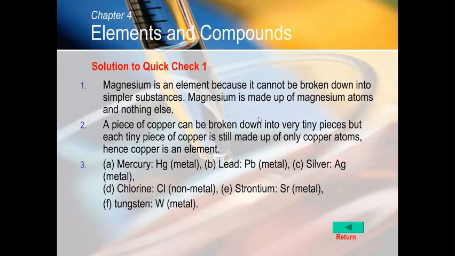So first of all, magnesium is an element because it cannot be broken down into any simpler substances. Magnesium is made up of magnesium atoms and nothing else. So magnesium is an element and it fulfills that requirement of what an element is. Secondly, a piece of copper cannot be broken down into very tiny pieces, but each tiny piece of copper is still made up of only copper atoms. Hence, copper is an element since it's only made up of copper.